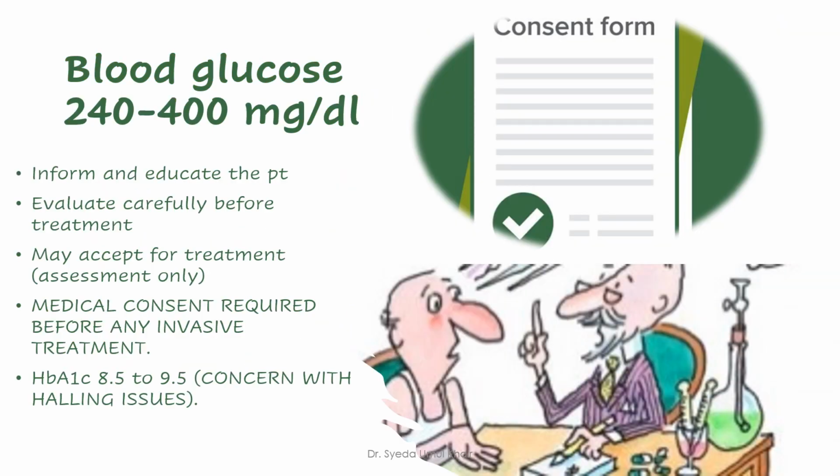Blood glucose in the range of 240 to 400 mg per deciliter and HbA1c in the range of 8.5 to 9.5: you should inform and educate the patient about the higher levels of blood glucose and their effects on the dental treatment and post-operative healing. Evaluate carefully before the treatment, and the patient may accept the treatment, but you have to do only the assessment part, not the treatment. Before the treatment, you should take the consent from the physician.